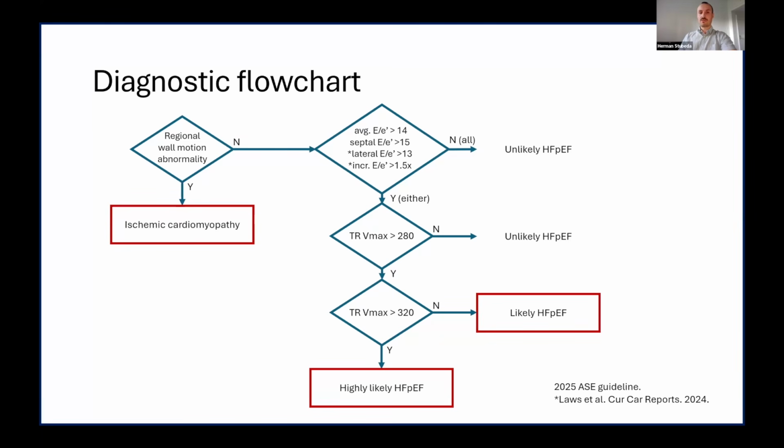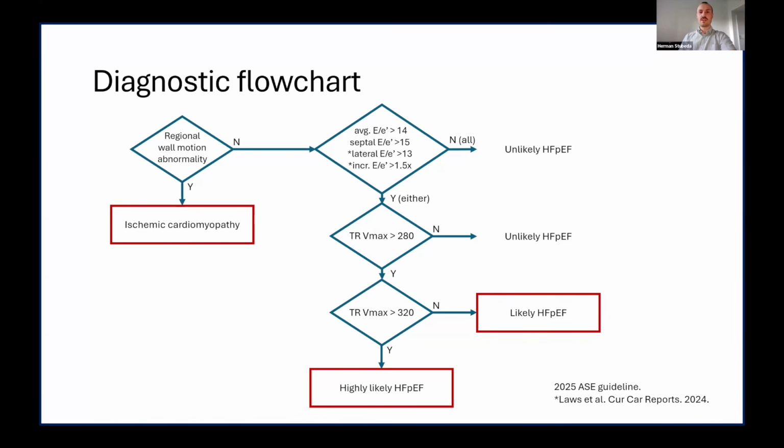And so we have lots of options to choose. If the average E prime is above 14 or septal E prime above 15, lateral E prime has also been described in some studies, and increased E prime ratio has also been discussed, but is not specifically mentioned in the guideline. So if all of those are normal, then HFpEF is unlikely. And then we have to move on to look at the TR velocity. And TR velocity is one of those things that essentially enhances our diagnostic accuracy.